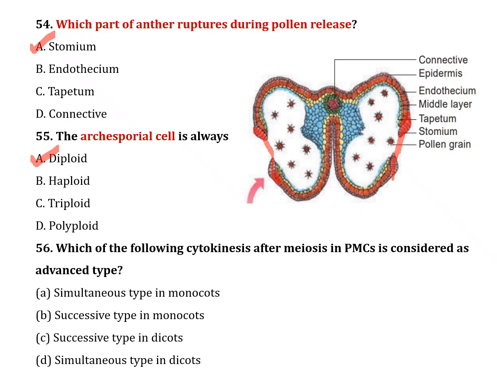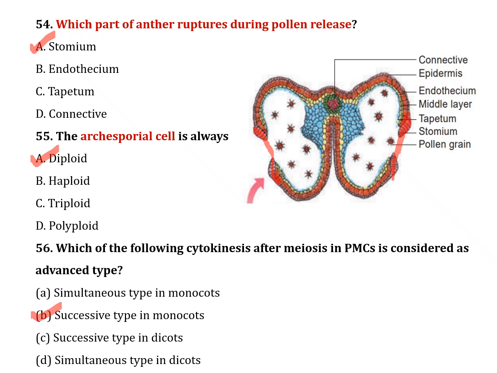The next question, number 56. Which of the following types of cytokinesis after meiosis in pollen mother cells is considered the advanced type? Option A, simultaneous type in monocot; option B, successive type in monocot; option C, successive type in dicot; option D, simultaneous type in dicot. Correct answer is option B, successive type in monocot.